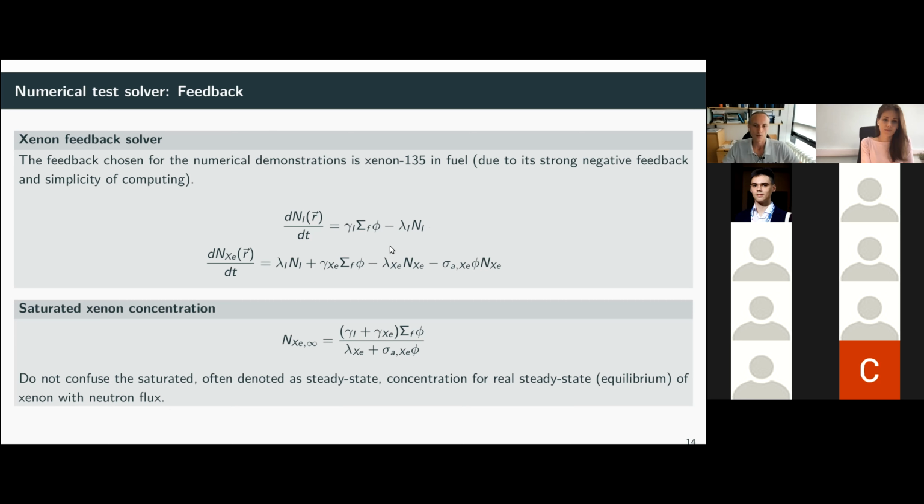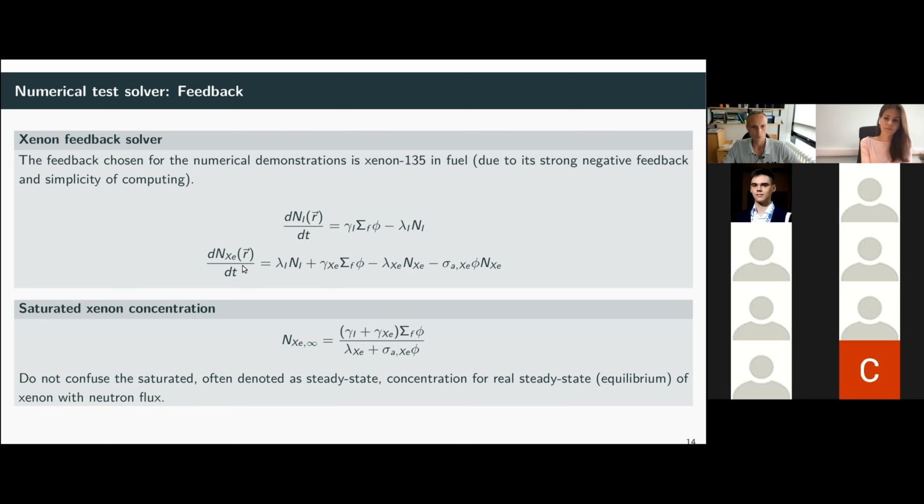And then it is removed from the system by decay. Its own decay, it's like 9.2 hours half-life. And it can also be burnt out, yeah. So by neutron capture on xenon, it is transmuted into a nuclide that doesn't absorb a neutron as much, right? Now, for our purpose, we want to get solutions which are steady state for a given neutron flux.